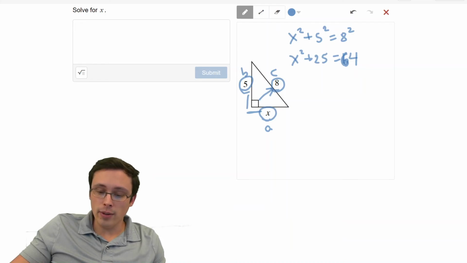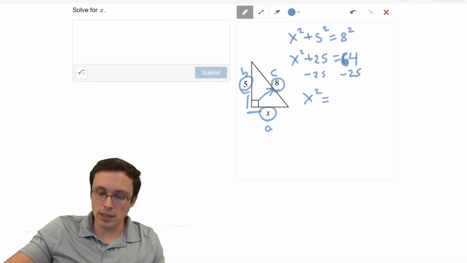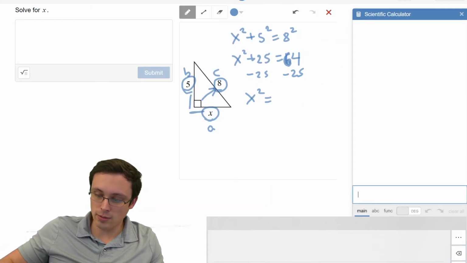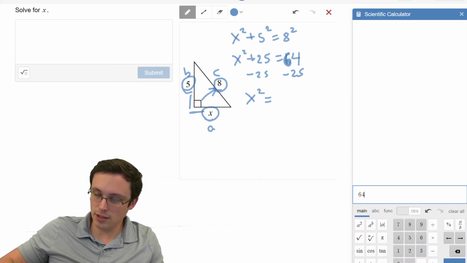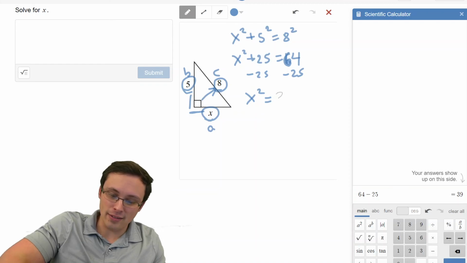All right, now we want to get the x squared by itself. You can do that using subtraction. Subtract 25 from both sides. So x squared is equal to 64 minus 25, which I could do in my head, but since I'm on a video, let's make sure I get it right. Use my calculator. That's going to be 39.